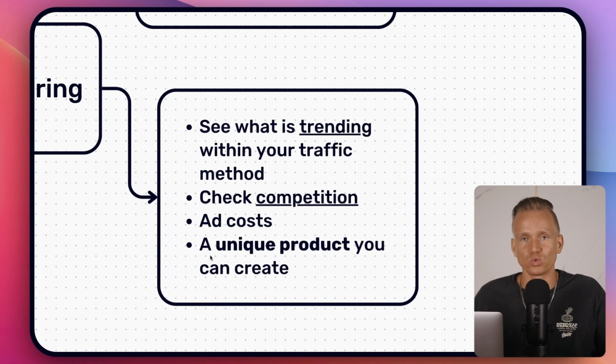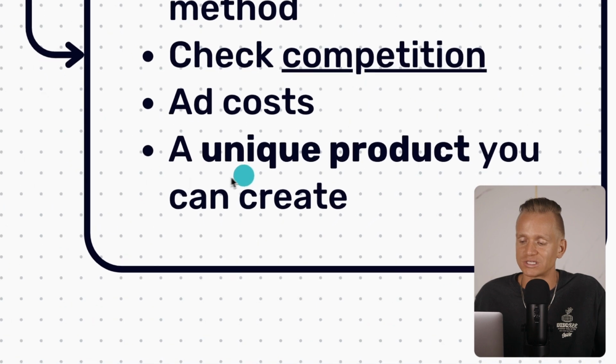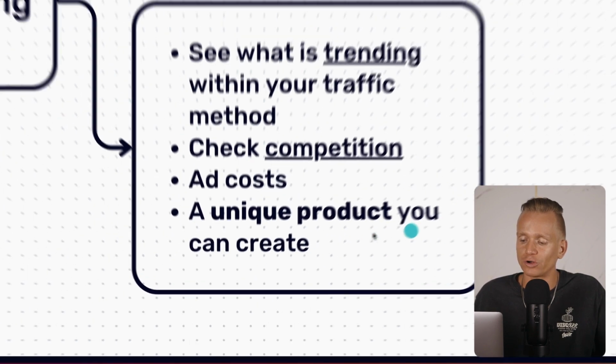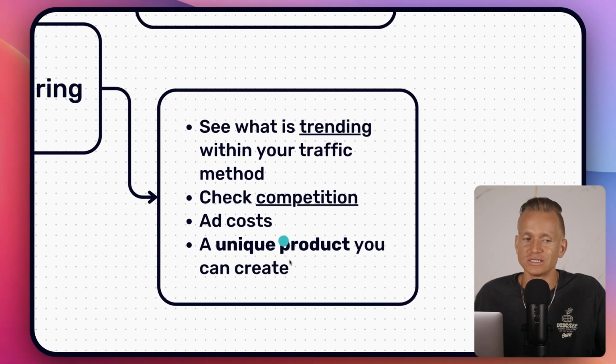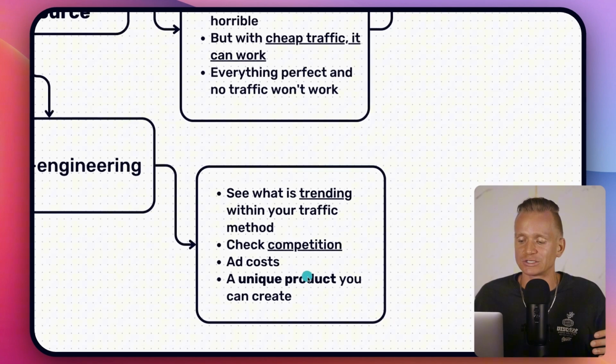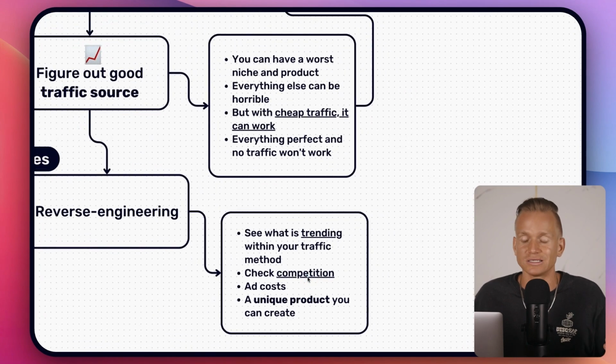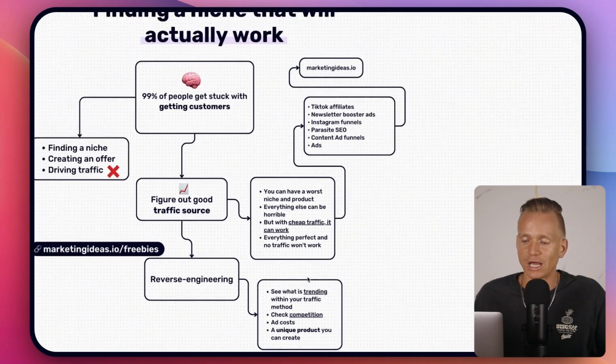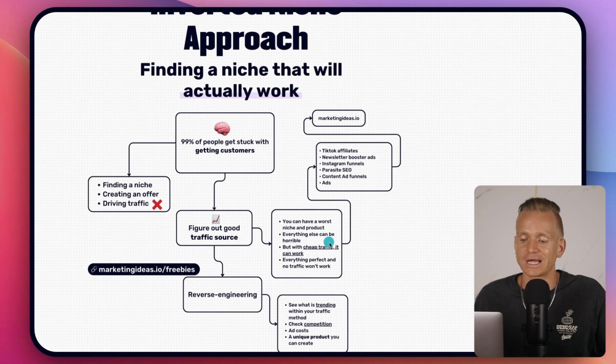Another thing as well is, when you choose a niche, aside from the traffic methods, you also want to see what unique product you can create. Is there something that you can create that would be unique? Again, you do some research within that specific traffic method, and see whether something unique can be created, or whether you're just going to do exactly the same thing. So the idea here is we go for the traffic first, and then from traffic we reverse engineer how this works.